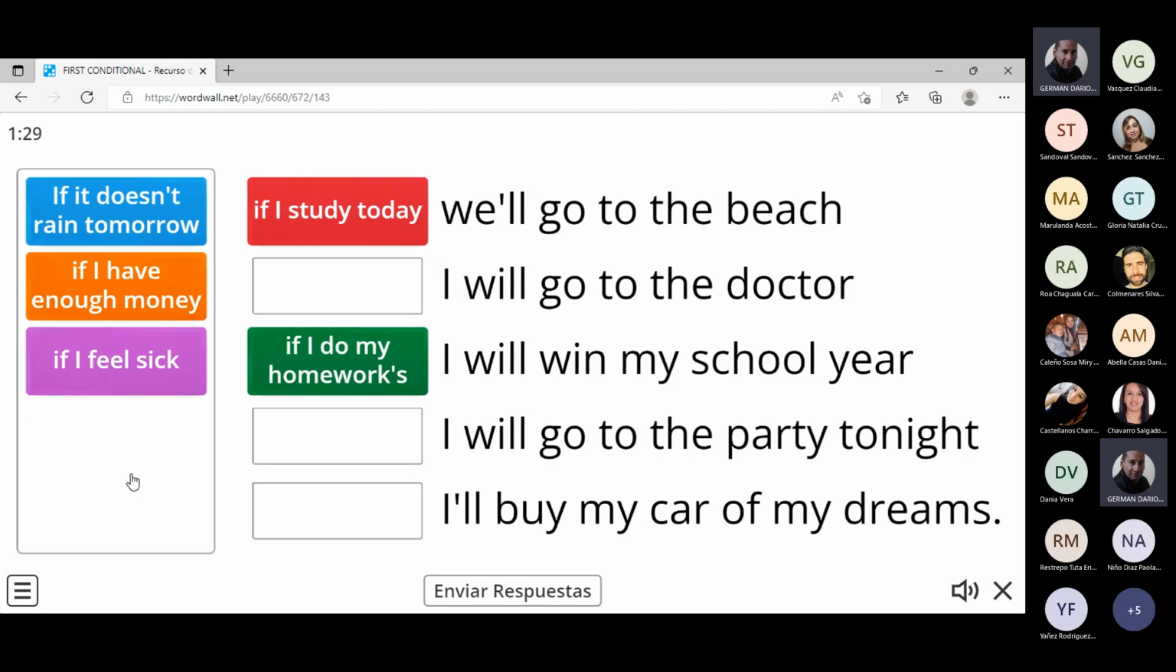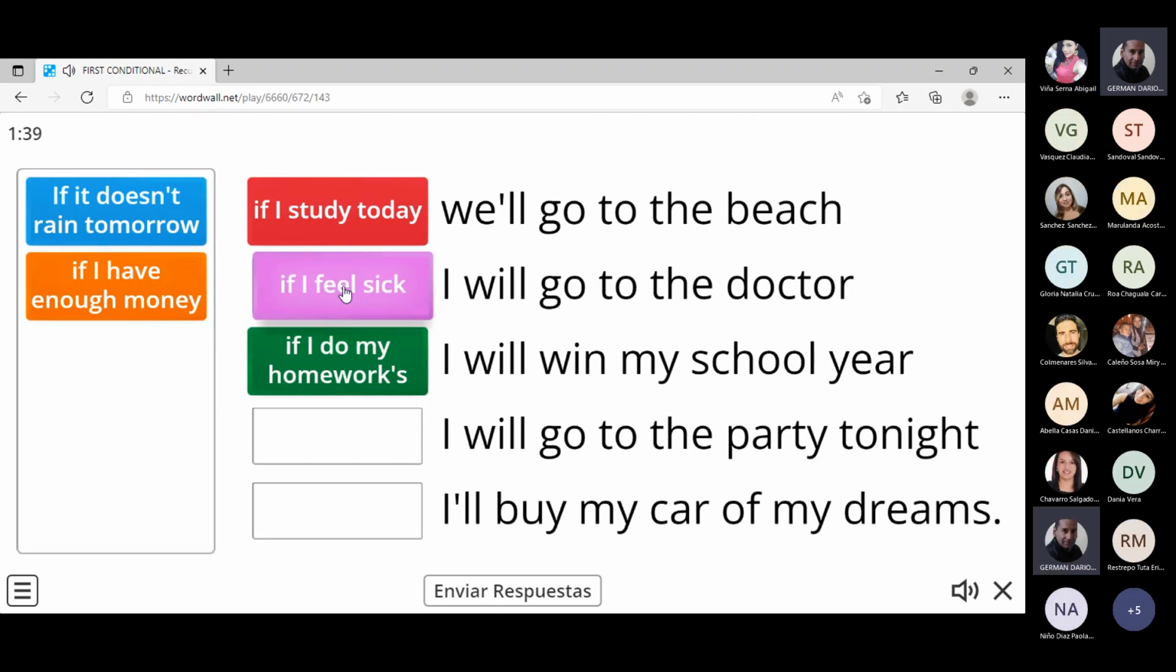Abigail, I will go to the doctor. What do you say, Abigail? If I feel sick. If I feel sick, I will go to the doctor. Okay. William, I will go to the party tonight. What do you say, William? William Muñoz. William.